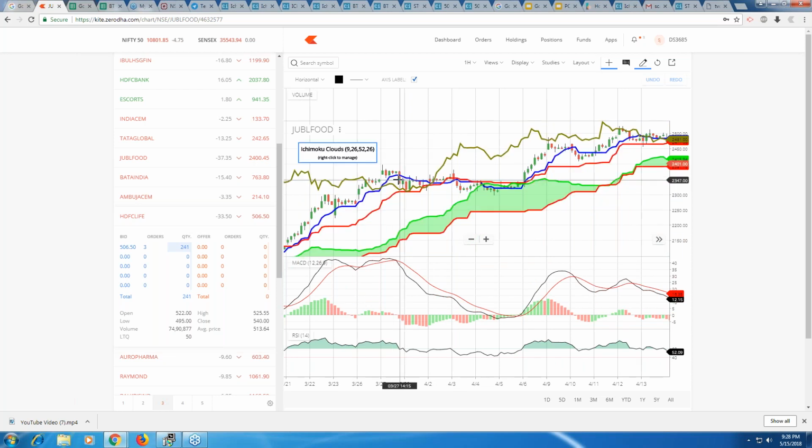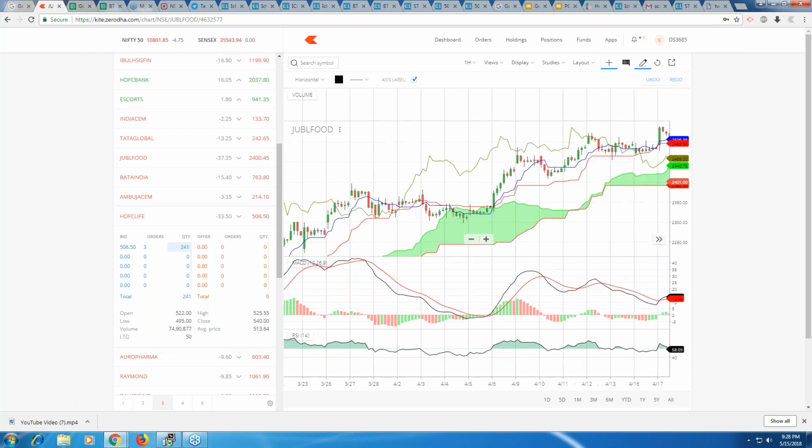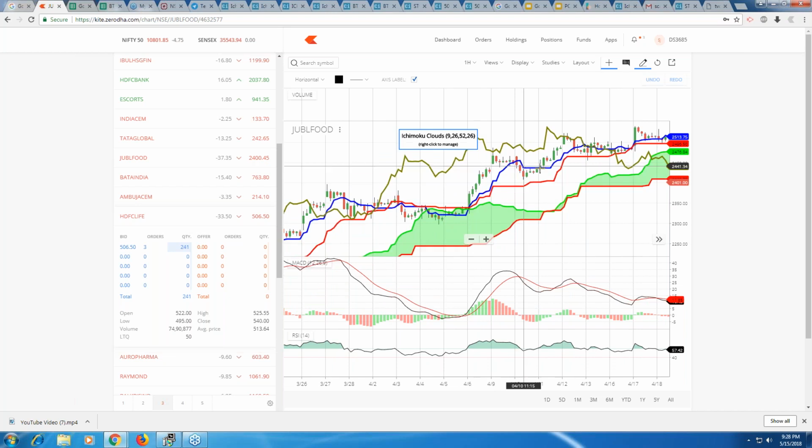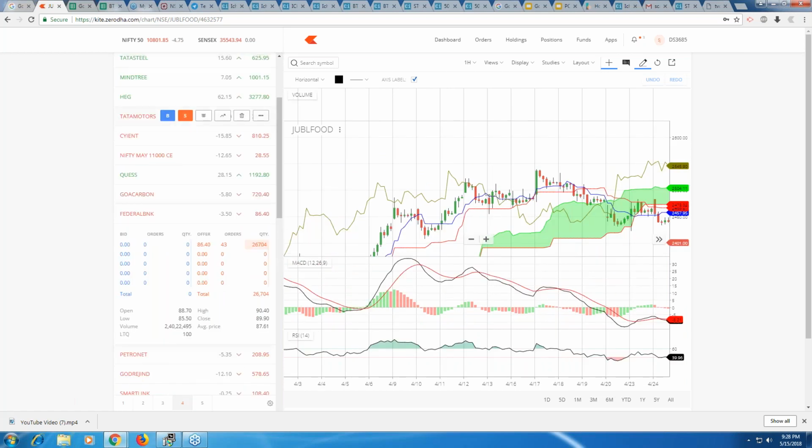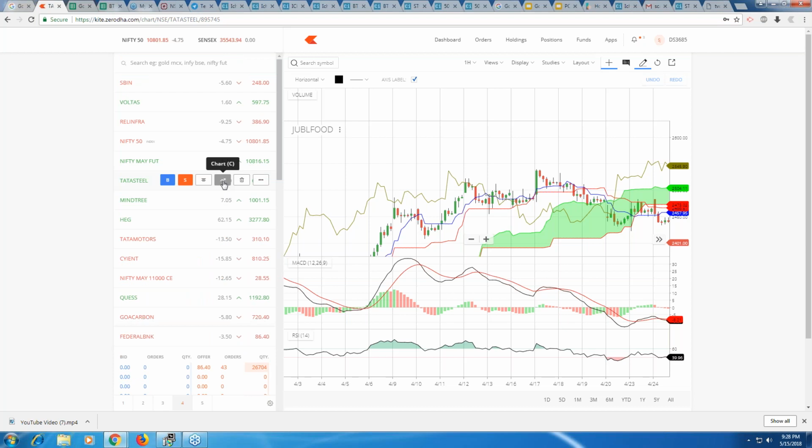Exit at this point. And once again, whenever the RSI goes above 60 and the price takes a support on the cloud, enter in your stock. Now, what I want you guys to do is simply track 2, 3, 4, or 5 stocks. That's it. One of the stocks will definitely give you an entry every single day, right?